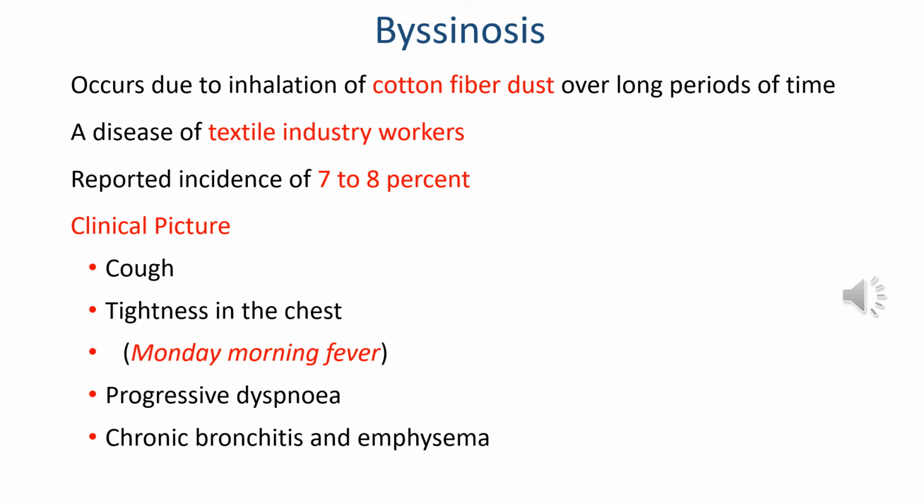Another variety of pneumoconiosis is byssinosis, and it occurs due to inhalation of cotton fiber dust over long periods of time. It is a disease of textile industry workers, with a reported incidence of 7 to 8% among all textile industry workers. The clinical picture involves cough and tightness in chest. There is Monday morning fever, that is after a day off. The person may experience fever and fatigue before going to work. There is progressive dyspnea, chronic bronchitis, and emphysema.